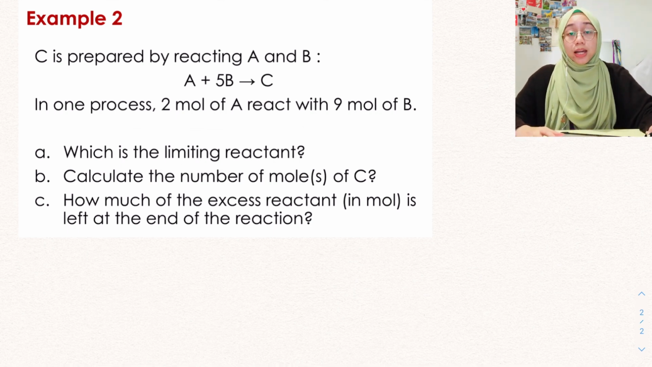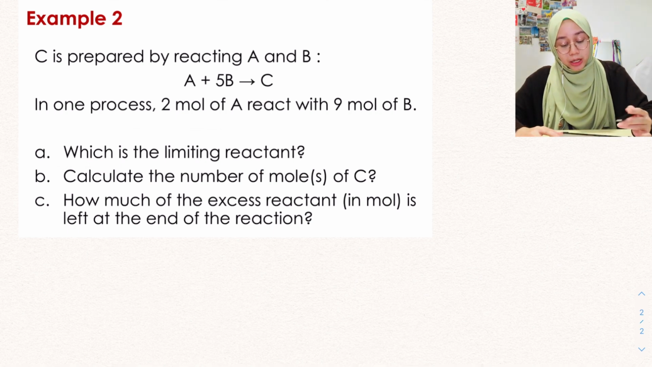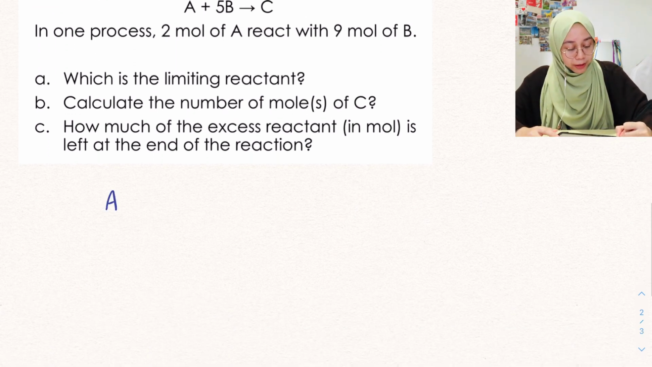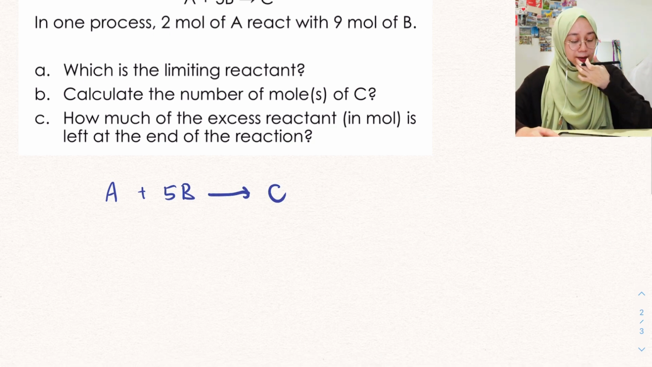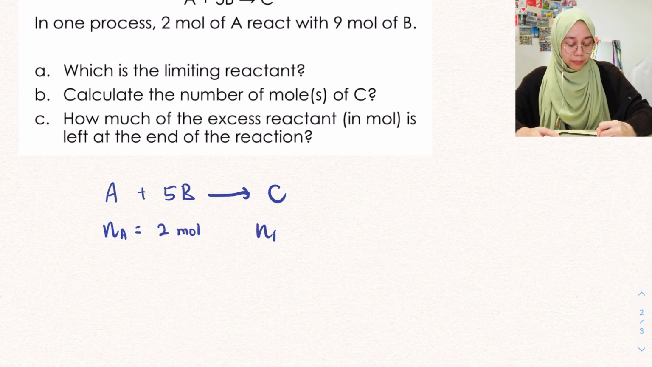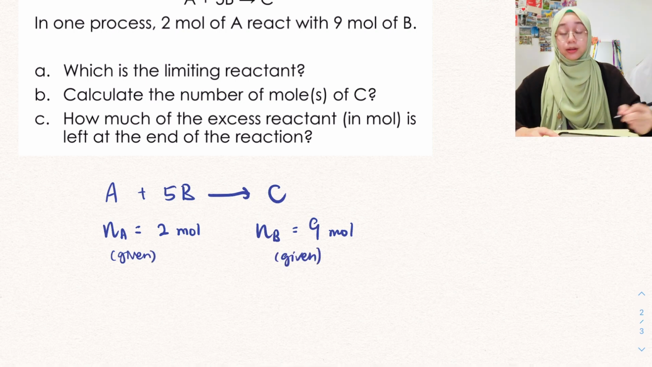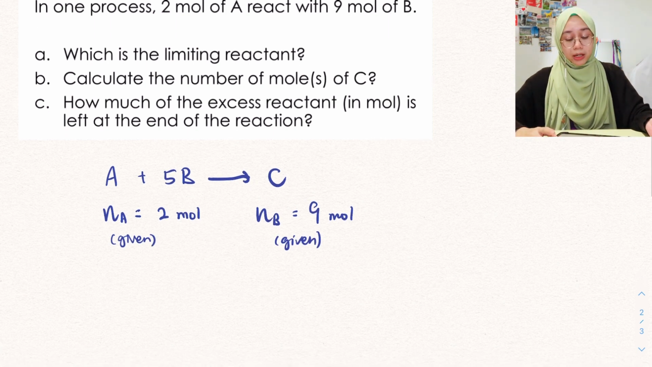Right, so now let's extract out all the information given to you. Okay, so given to you that you have A plus 5B menghasilkan C. Okay, so mole A adalah bersamaan dengan 2 mole. Mole B adalah bersamaan dengan 9 mole. Okay, so keep in your mind that this is a given mole. Ini pun adalah given mole juga. Alright. Okay, so now we need to determine the limiting reactant.